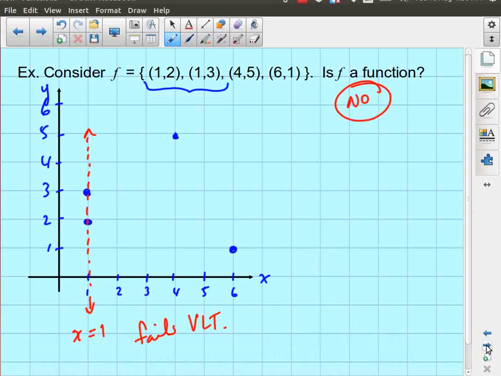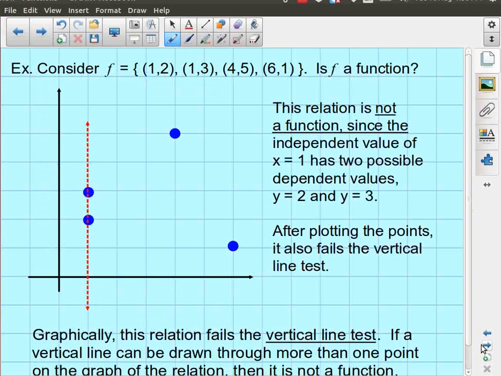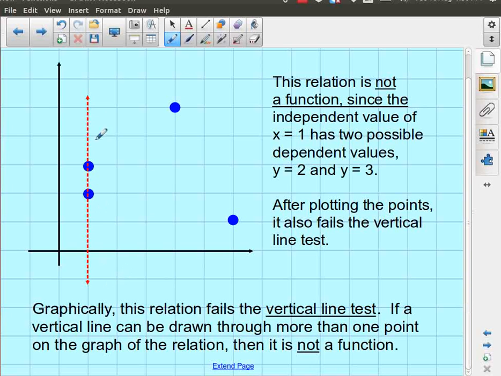And I've written that out in a slightly nicer form here. First of all, it's not a function because in the independent values, which are these x coordinates, we have a duplicate. When x is equal to 1, there are 2 possible values. When we plot it graphically, it fails the vertical line test. So we've got 2 independent ways there. Normally, if you're asked, you only have to come up with one way to show that something's not a function.